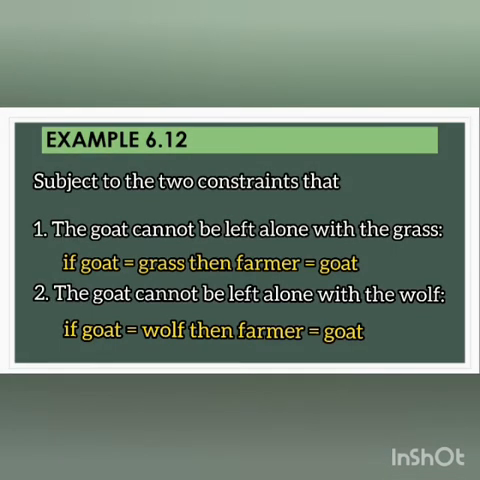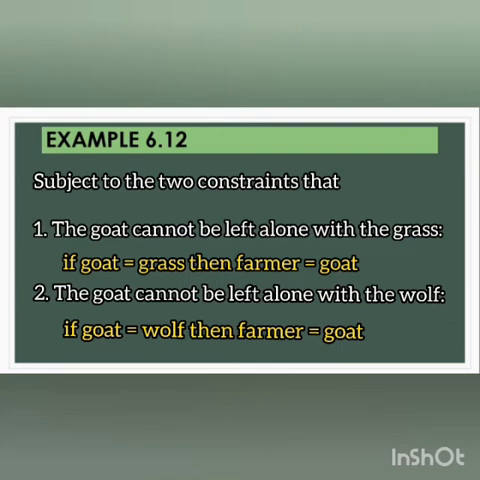Now, we are going to write the conditions. We have told that 2 conditions are there. One is the goat cannot be left alone with the grass. If it is left, the goat will eat the grass. And the condition is if goat is equal to grass, then farmer is equal to goat. Here, the goat and the grass should not be at the same side. So, either one of them should be carried with the farmer whenever he travels.